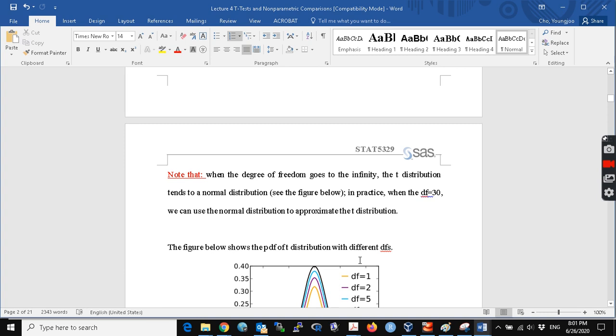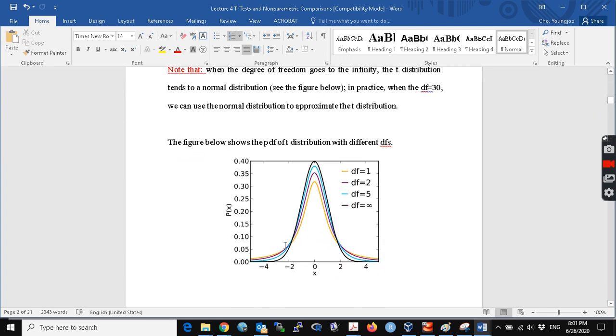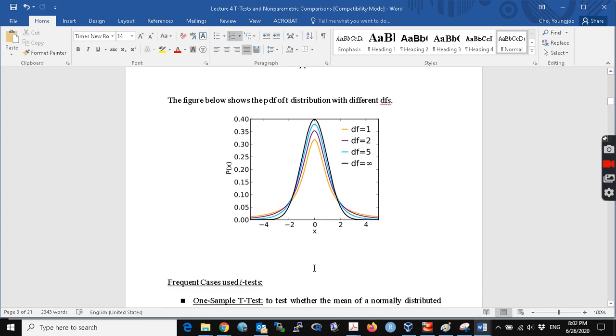When degrees of freedom goes to infinity, this t distribution approaches the normal distribution. When degrees of freedom is greater than or equal to 30, we can use the normal distribution to approximate the t distribution. When you look at this theoretical distribution, when degrees of freedom is 1, you have a large tail probability on both sides, but as the degrees of freedom increases, the tail probability goes almost to 0, which is very similar to the normal distribution.